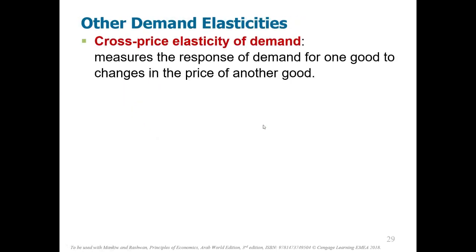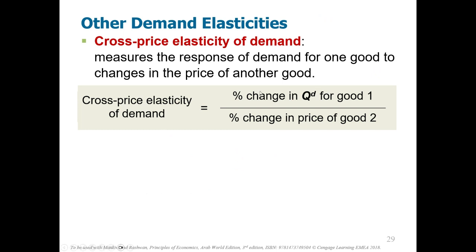Now, then we have cross price elasticity of demand. What is cross price elasticity of demand? We measure the response of demand for one good to the changes in the price of another good. So remember, you have the price and quantity of one good. Here it will be two goods. So I will clearly give you the quantity of good 1 and the price of good 2. You just need to substitute the values.